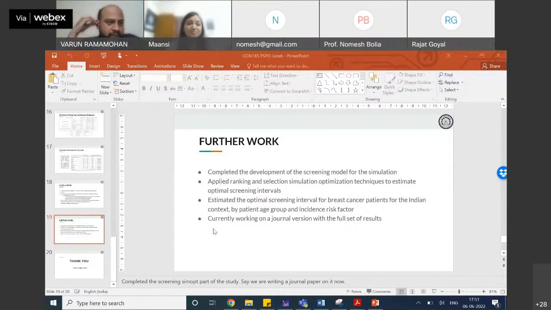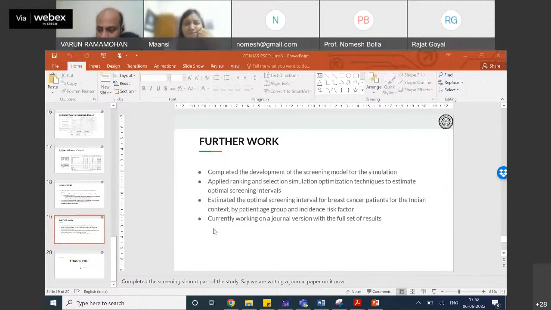So, the implication from a public systems perspective should be fairly obvious. This can inform policy around optimal screening intervals for women. The model itself can also be used for various other purposes, like we talked about: evaluating the cost effectiveness of treatments, of screening for actionable mutations, new diagnostic technologies, all sorts of things. So that is the advantage of developing a model such as this.